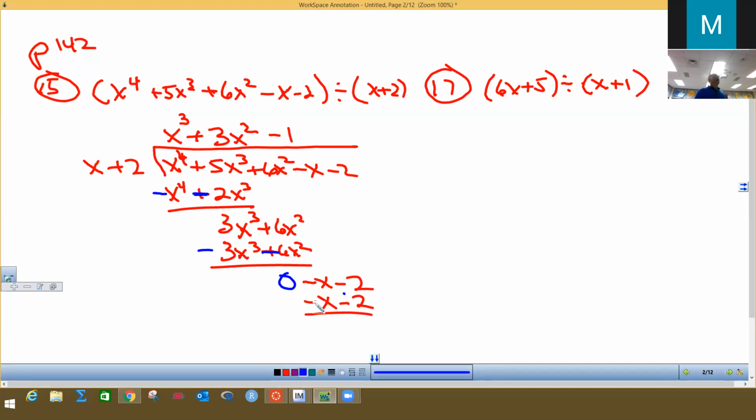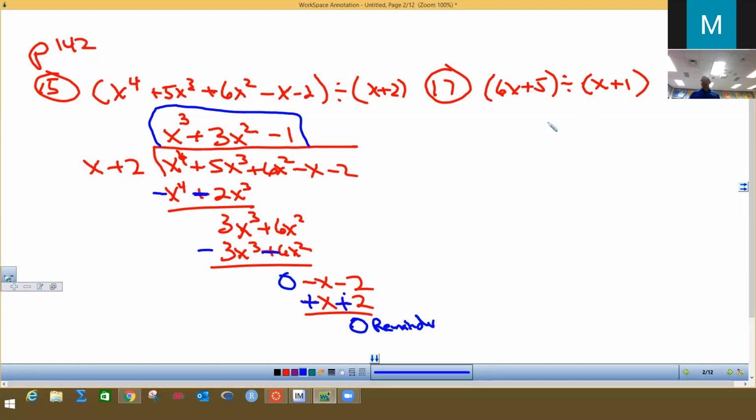And again, I have to change all these signs. So I get 0 again. So that is my remainder because there's nothing left to bring down. That's my remainder. So my answer is just this. And I am done with that one. So that one's the perfect factor. This whole thing equals the quantity x plus 2 times that quantity right there. So that one had a remainder of 0.